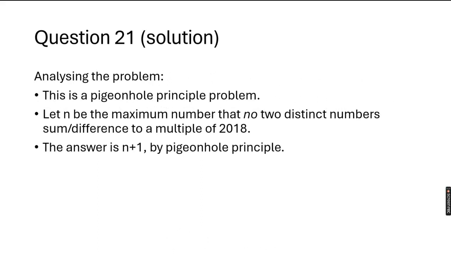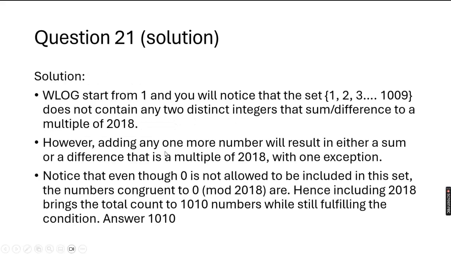So this is a pigeonhole principle problem. Let n be the maximum number such that no 2 distinct numbers sum or differ to a multiple of 2018. By the pigeonhole principle, the answer is thus n plus 1. So how do we find this n? Without loss of generality, we start from 1, and we notice that the set 1, 2, 3, all the way to 1009, the set with increments of 1, does not contain any 2 distinct integers that sum or differ to a multiple of 2018.